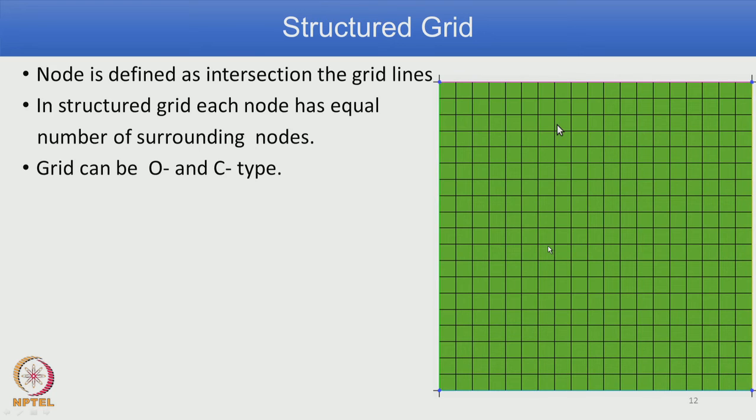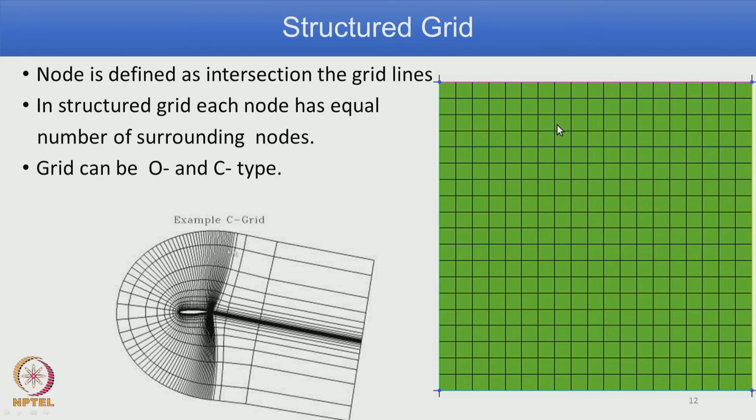There are 2 important points to qualify as a structured grid. One, a family line does not cross the same line, and one family line crosses another family line only once. Depending on the overall arrangement, a grid can be called either O type, C type or H type. For example, this flow past an aerofoil is a structured grid, and if you look at the overall shape, it looks like the alphabet C. So, this is what is called a C grid.